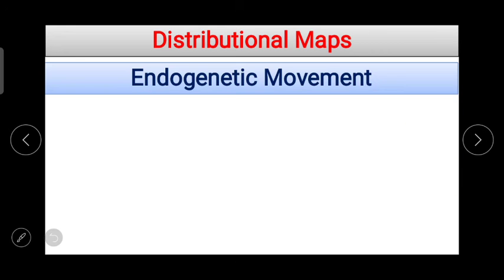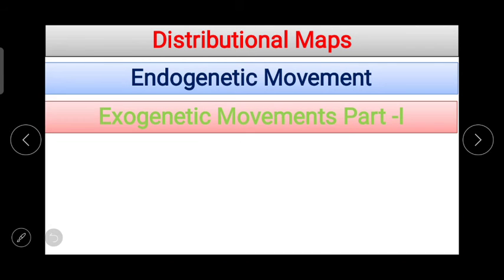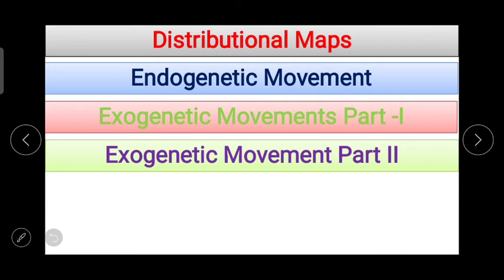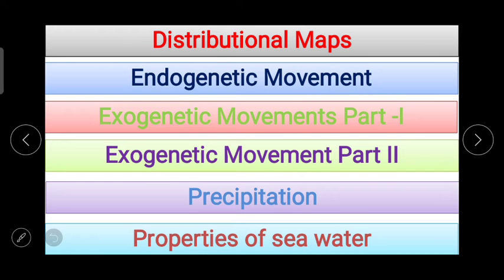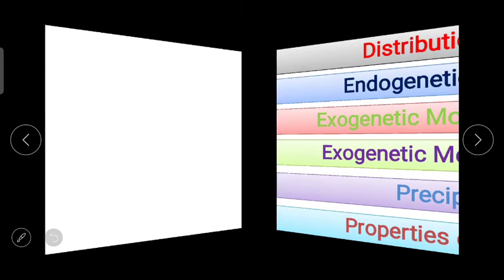And now on the screen you can see the chapters. The first one, distributional maps, then second, endogenetic movements, third, exogenetic movements part 1, fourth, exogenetic movements part 2, fifth chapter, precipitation, and the sixth one, properties of sea water. Altogether we have to study 12 lessons in the 9th standard Geography textbook, and for the first term we are going to study 6 lessons: distributional maps, endogenetic movements, exogenetic movements part 1 and part 2, then precipitation and properties of seawater.